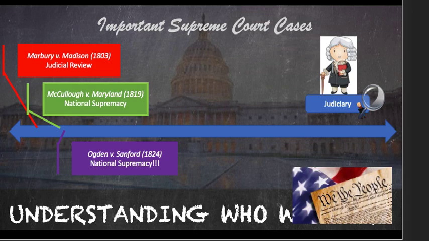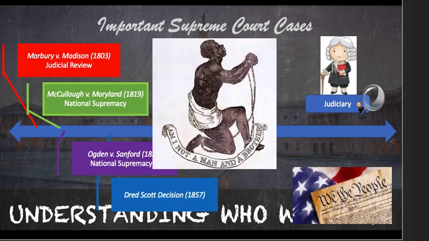By the way, just because the Supreme Court says something doesn't mean that they get it right. In Plessy versus Ferguson, the Supreme Court said that separate but equal was okay. And so we're definitely in situations where the Supreme Court has gotten things wrong. Speaking of getting things wrong, we have the Dred Scott decision in 1857.